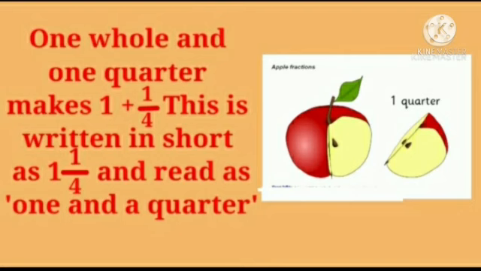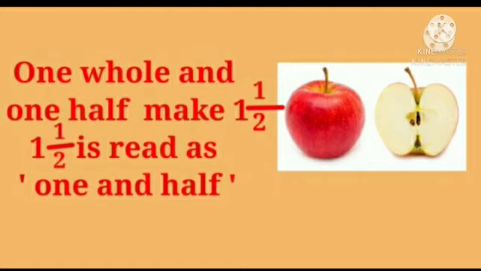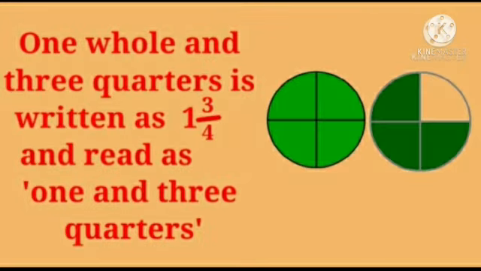1 whole and 1 quarter makes 1 plus 1 upon 4. This is written in short as 1, 1/4 and read as 1 and a quarter. 1 whole and 1 half makes 1, 1 upon 2. 1, 1 upon 2 is read as 1 and half. 1 whole and 3 quarters is written as 1, 3 upon 4 and read as 1 and 3 quarters.